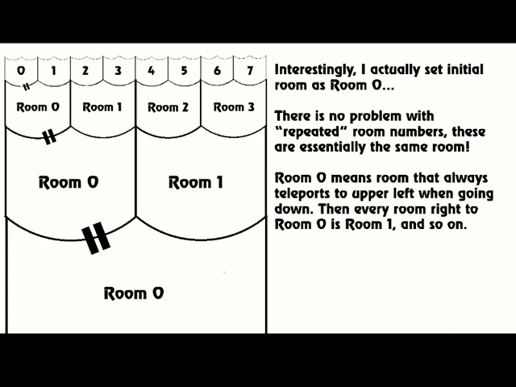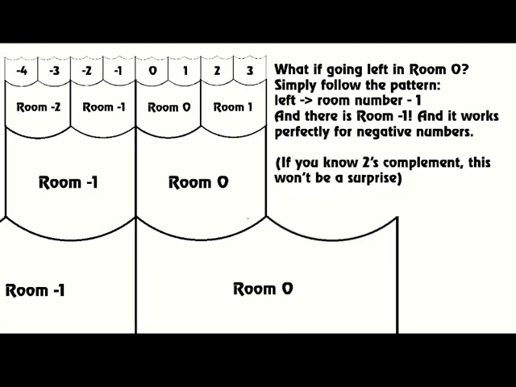Well, interestingly, I actually set the initial room as room 0, not room 1. If we set this room as room 0, then following the rules upper left the room number times 2, we can see that all these rooms have a room number of 0, but there is actually no problem with that, since these 4 and infinitely above and below are essentially the same room. The room 0 can be considered a room that always teleports to upper left when going down. And the room 1 is the room right to room 0, and so on.